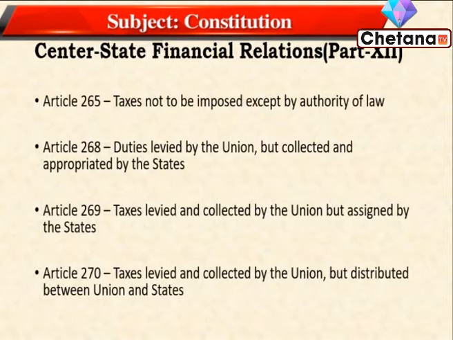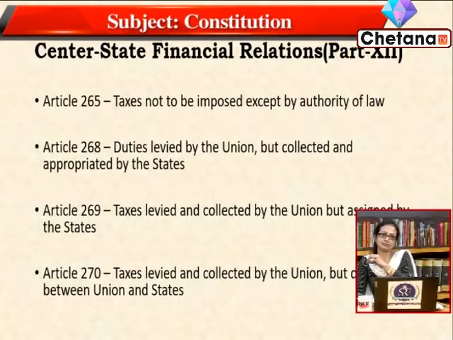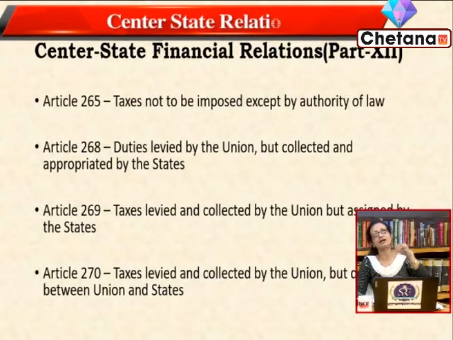Now all these taxes are now under GST, right? So I repeat, taxation, 3 articles, 268, 269, 270. 268, taxes imposed and taken by the center, taken and enjoyed by the states. 269, imposed and taken by the center but distributed among states. 270, imposed and taken by the center but distributed among center and states. This is known as shareable tax.